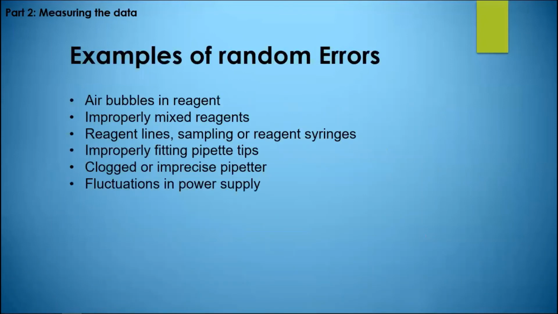Okay, so examples of random errors. Random errors can be caused by air bubbles in reagent. It makes the reading wrong, right? And improperly mixed reagent, reagent lines, sampling or reagent syringes, improperly fitting pipette tips, clogged or imprecise pipettes, and fluctuations in power supply. Random errors have an equal probability of being high or low as compared to the true value, and they occur in estimating the value of the last digit of the measurement.